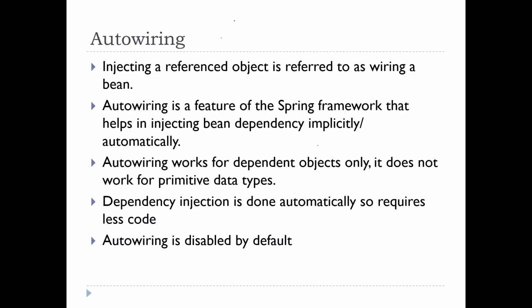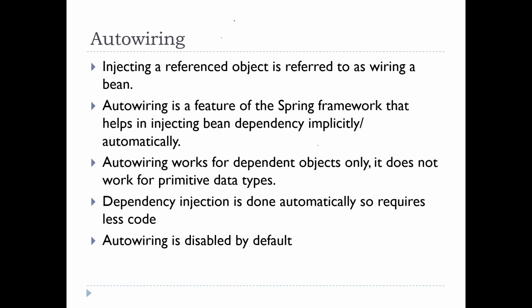In the last few videos, we have seen how we can inject a referenced object in our Java code using either setter injection or constructor injection. Injecting a referenced object into some bean is called wiring a bean. Like we were using an object of type Address in class Student, so we were wiring the Address bean with the Student bean. Auto-wiring is a feature of Spring Framework and it helps us to inject bean dependency automatically. So how does auto-wiring work?